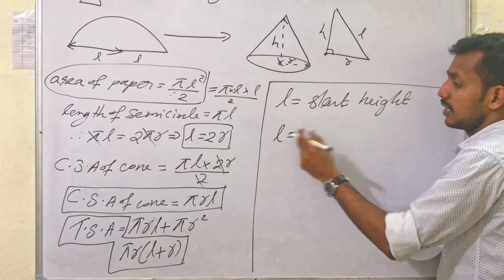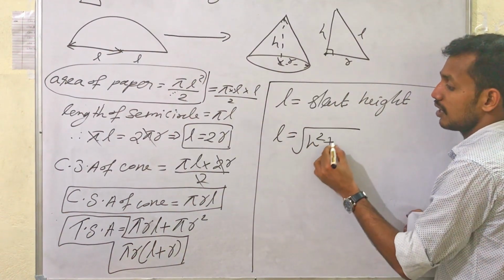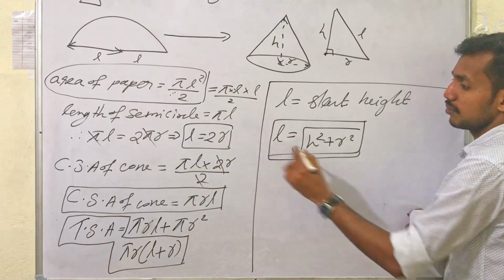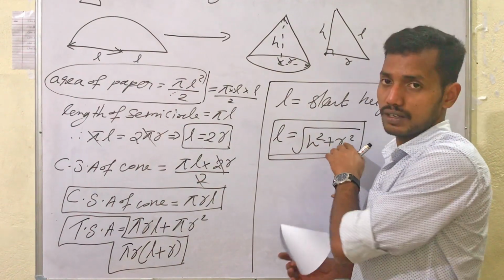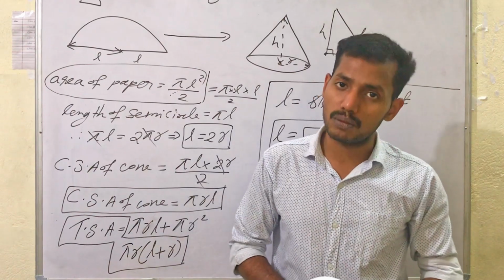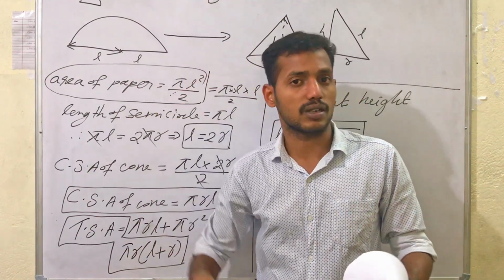Applying the Pythagoras theorem, you will get L equal to square root of h square plus r square. This is the important relation we need to remember. L is equal to square root of h square plus r square. Clear? Okay? So this is all about the introduction of surface area of a right circular cone.